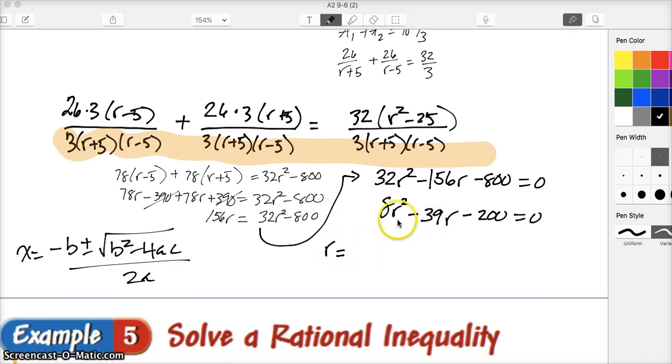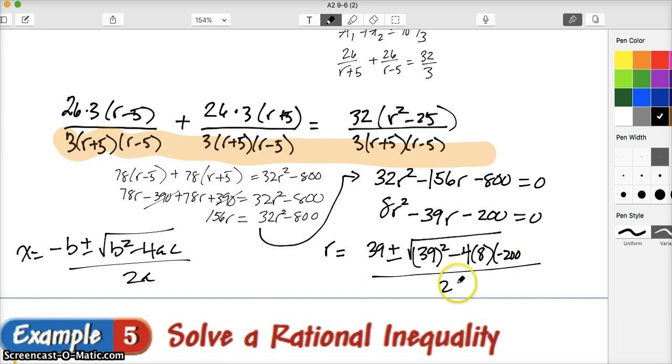We get r is equal to the opposite of b, and in this case, the opposite of b will be a positive 39, plus or minus the square root of b squared, so that's negative 39 squared, or just 39 squared, because we're squaring it, we'll get a positive answer, minus 4 times a, which is 8, times c, which is negative 200, all of that over 2a, so 2 times 8. When we simplify, we get r is equal to 39 plus or minus 89 over 16, which implies that r is going to be equal to 8 or negative 3.125.